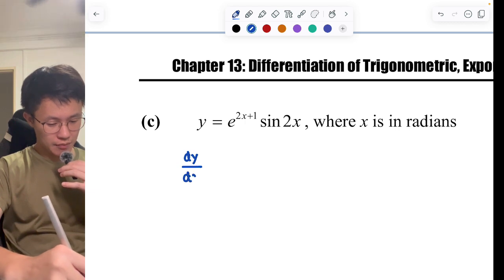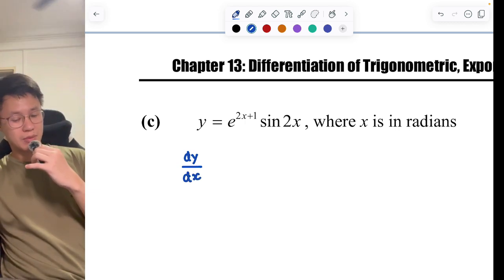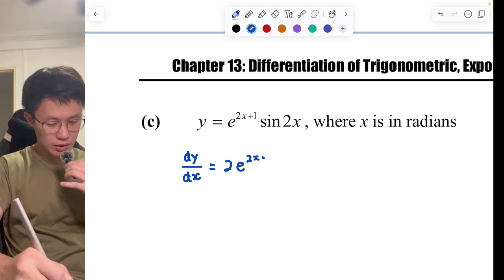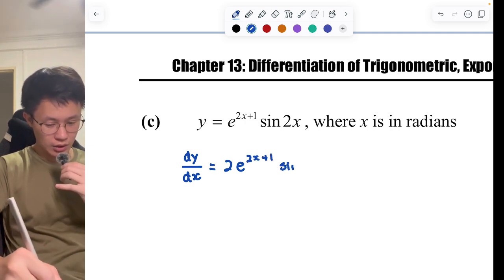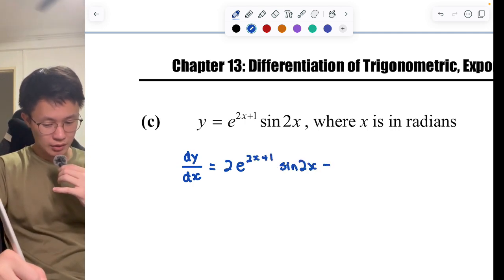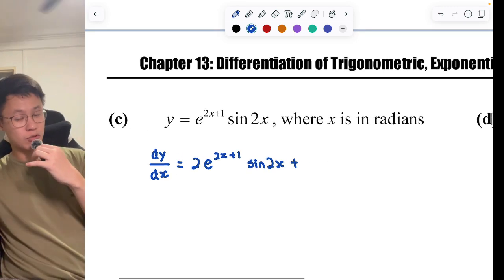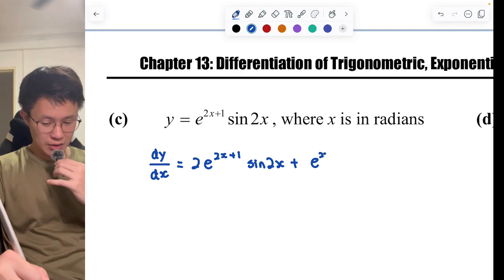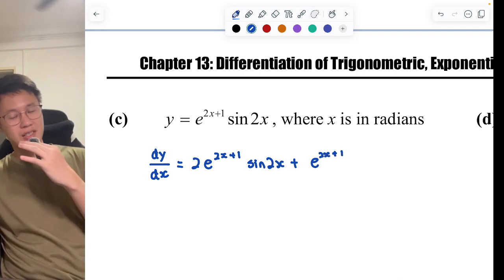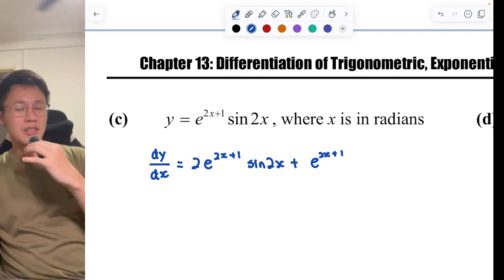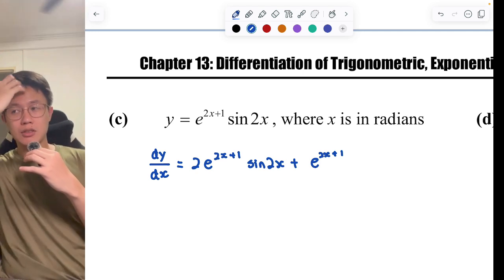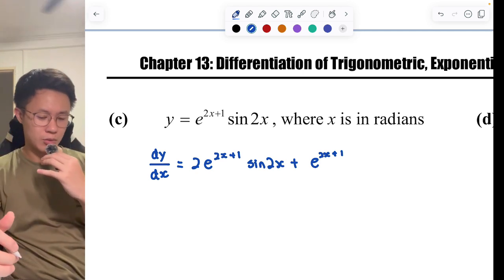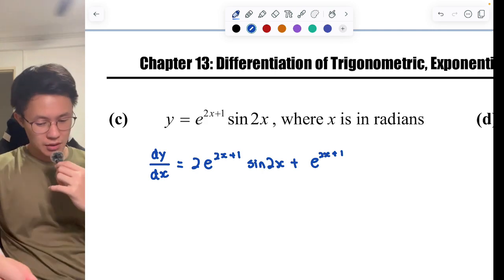dy over dx. Now I'm going to differentiate e to the power of 2x plus 1. So that will give me 2 times e to the power of 2x plus 1. And I'm going to keep sine 2x. Okay, definitely the plus here because it is a product rule. And we're going to keep e to the power of 2x plus 1. And the best part about exponential functions is that it keeps the original function no matter what, right? And you're going to have a product of it. So you have common factors of e to the power of 2x plus 1. And that makes things very simple for us.